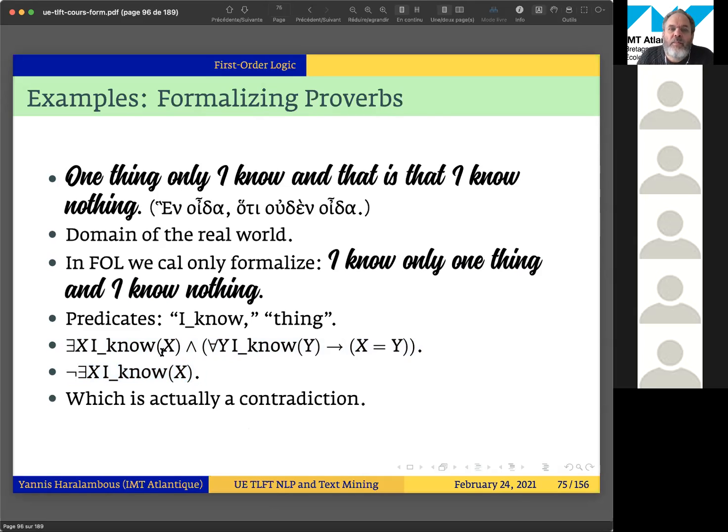Okay, so does this mean that Socrates is saying nonsense? No, it means that there is more in this sentence than this formalization. This formalization is useless since it's a contradiction, and we need either better understanding or a better logic, a higher logic, to represent this in a meaningful way.